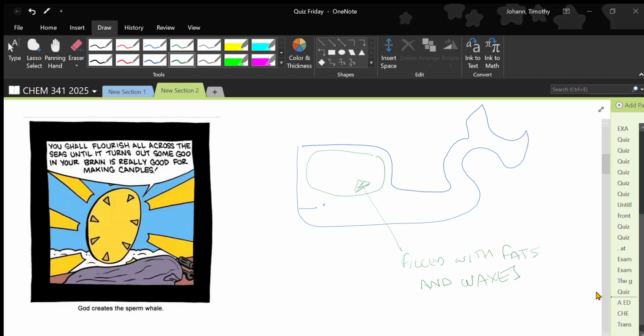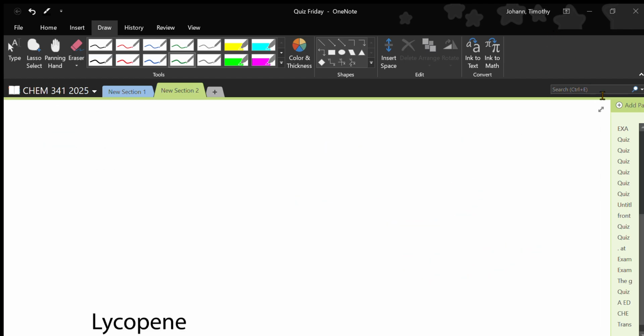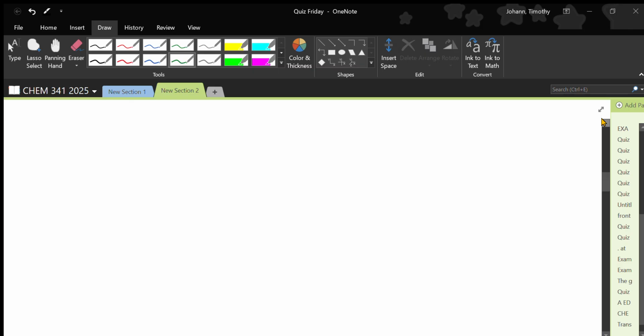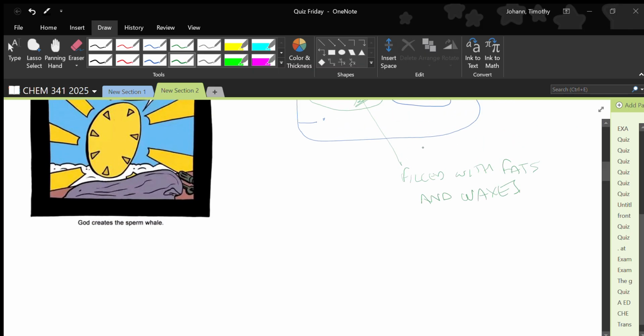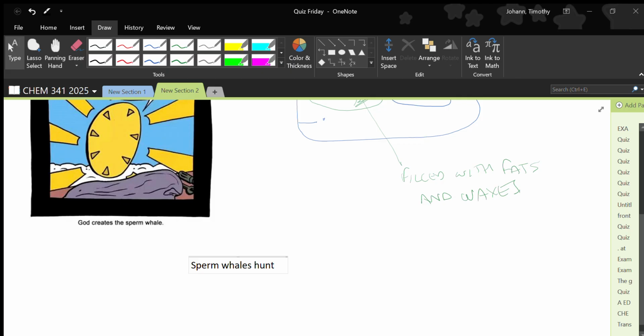Okay, and so, whoops, we lost our whales. Okay, so sperm whales hunt in the deep ocean, where the water is more dense. What do you think happens to the temperature as you go down in the ocean too? It gets colder.